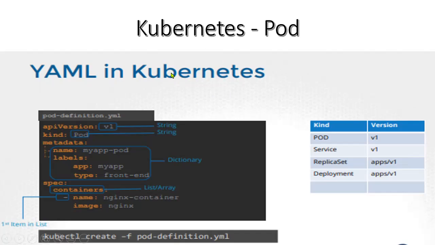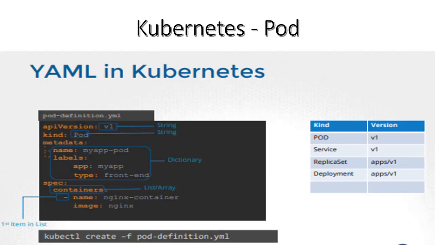Everything can be done in two ways. One of them is called your imperative way. Imperative way is you directly say create a pod on the command line, kubectl create, or kubectl run, and it will start running the pod. Another one is you write the code in a YAML file, which is the correct way of doing. This is called declarative way.